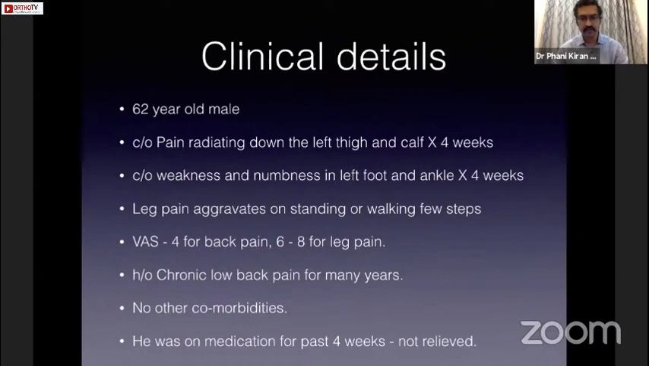He had a history of chronic back pain for many years, but he was able to do all his routine activities. He had no other comorbidities, and even though he was on medication and rest for the last 4 weeks, his symptoms were not getting better.